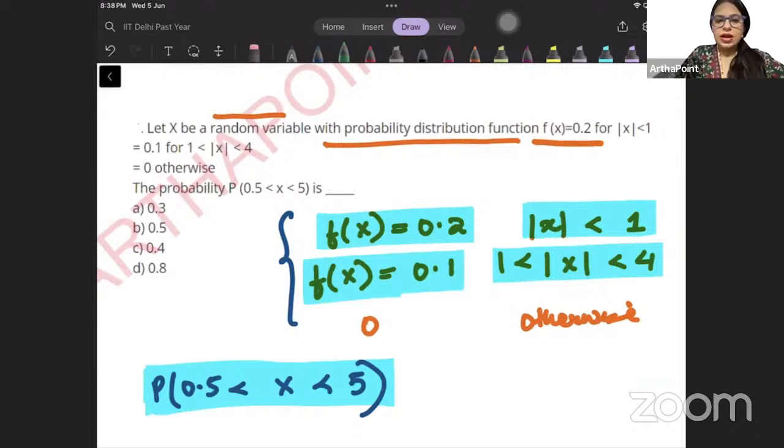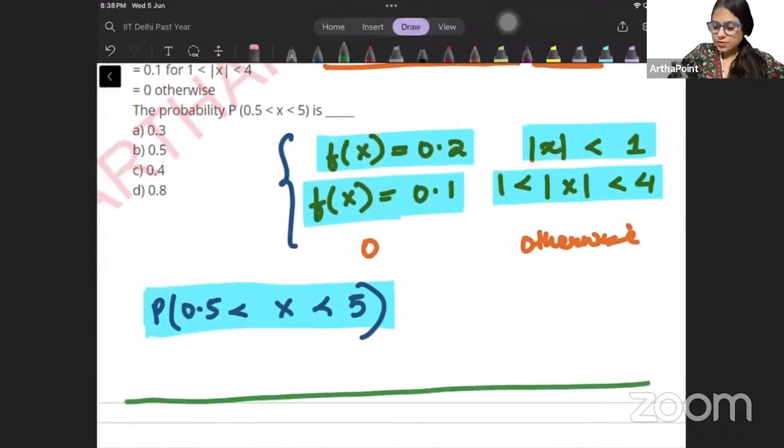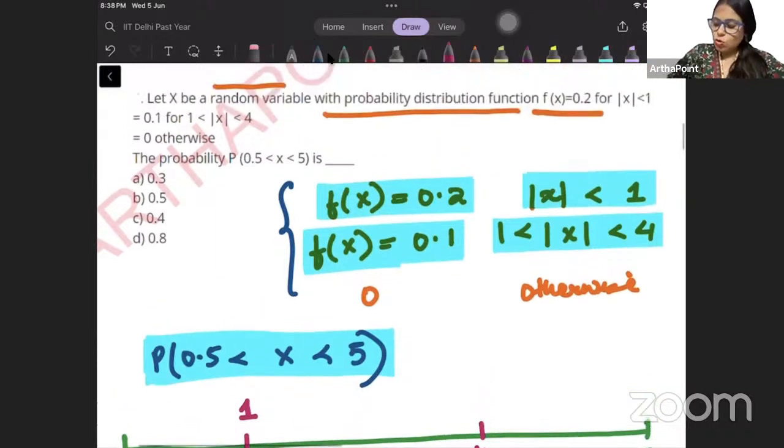Okay, let's try to do this question together. What we can do is break this interval of 0.5 to 5. I can plug a 1 here, and then a 4 here, and then this is going to be between 4 to 5. I have just broken the entire interval into many parts. Now, what you can do is open this up.